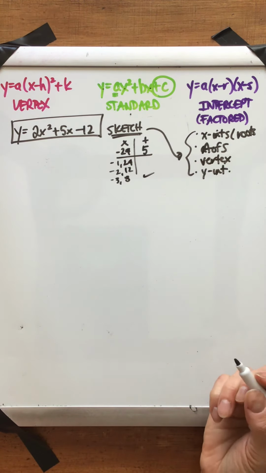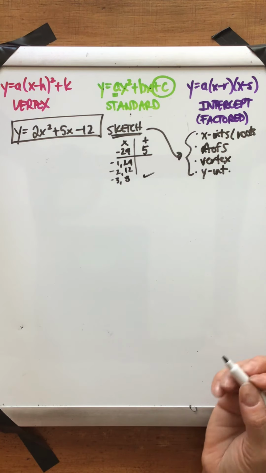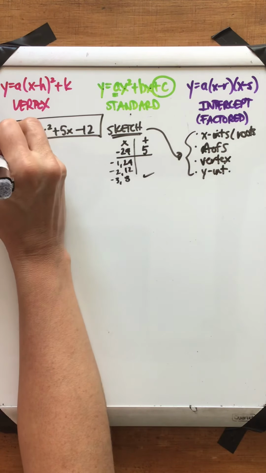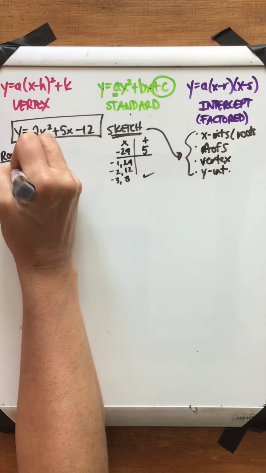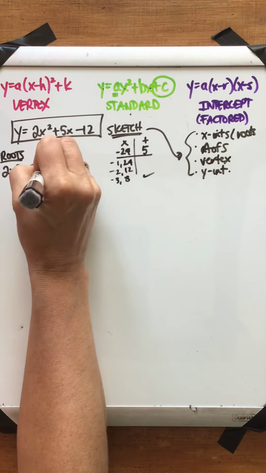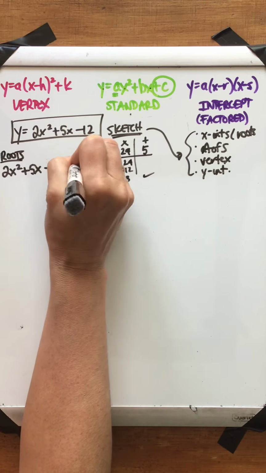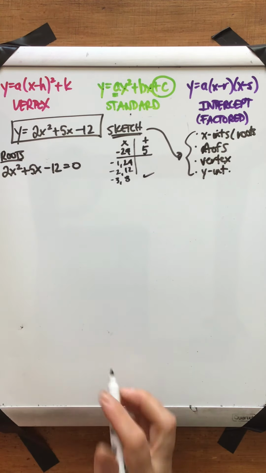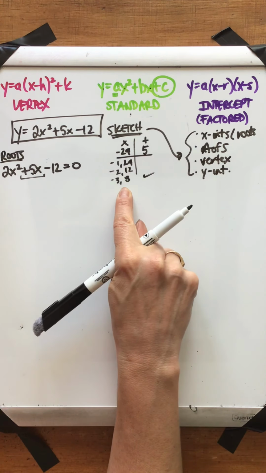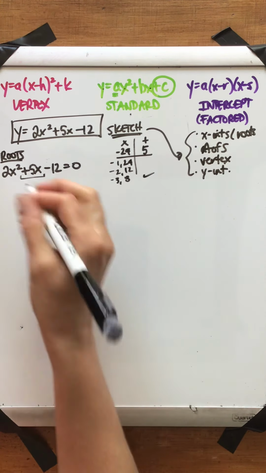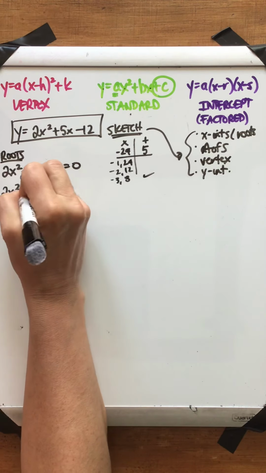Now we can either use Berry method or split the middle term. So let's find the roots. We're going to set this equal to 0 because, of course, y is equal to 0 when we're looking for roots. And where I have plus 5x, I'm going to use 8x and negative 3x instead. And it doesn't matter which order they go in.